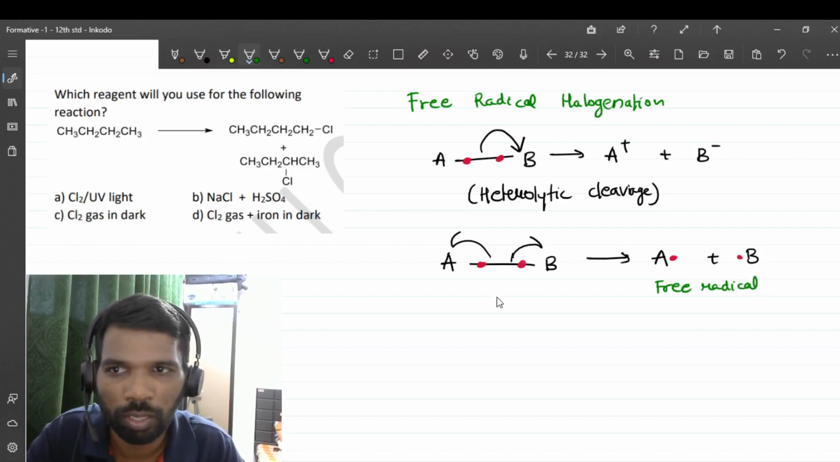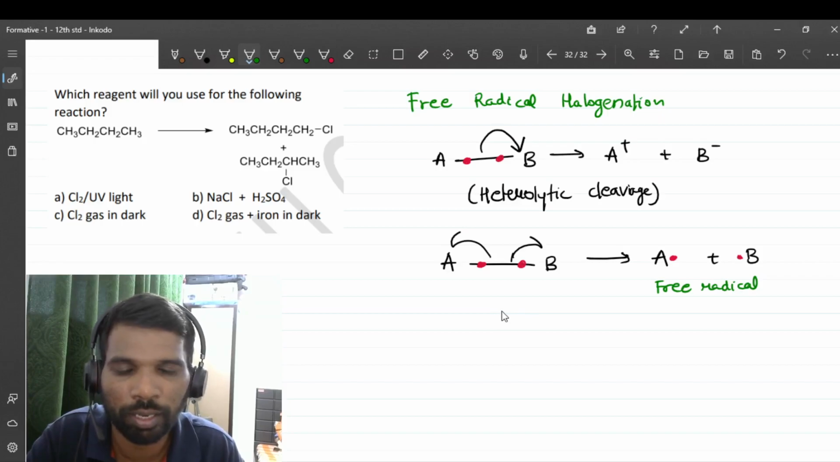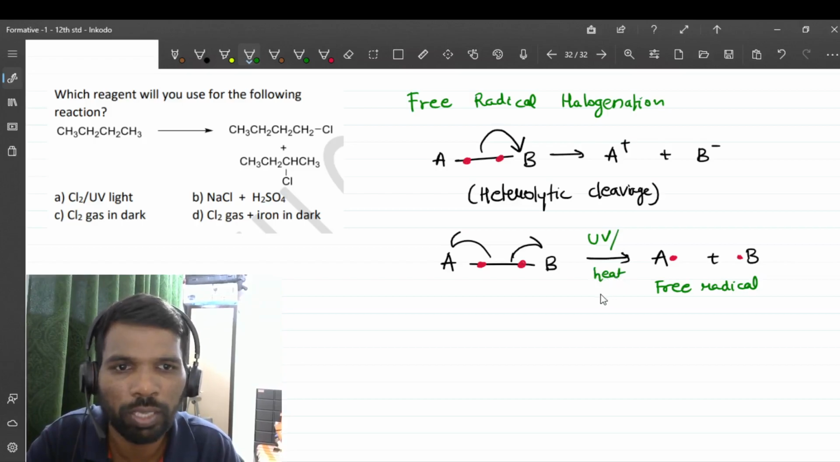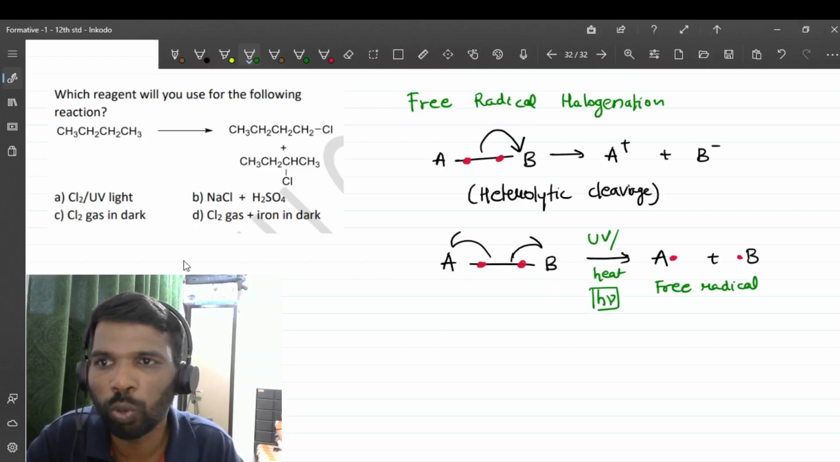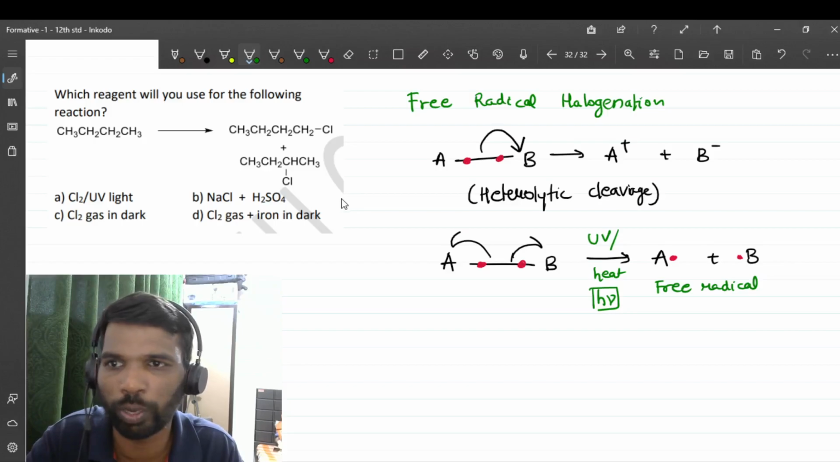Who can do this? This can be done in the presence of light. You can use UV light for this. On the arrow, I will show UV light or heat. In some cases, it will be just written h nu. h nu represents light. So chlorine and UV light: this is an example of direct chlorination done using free radical halogenation.